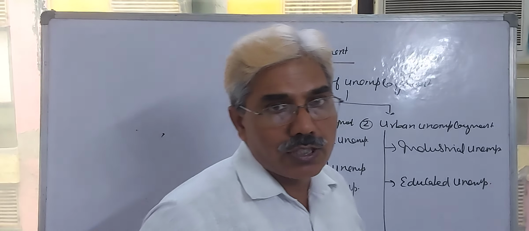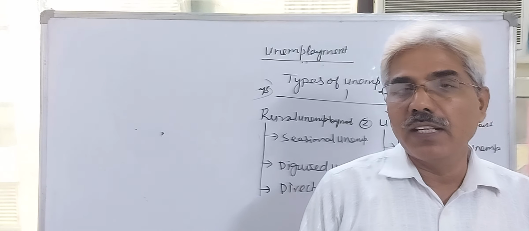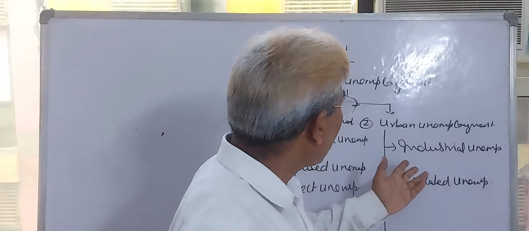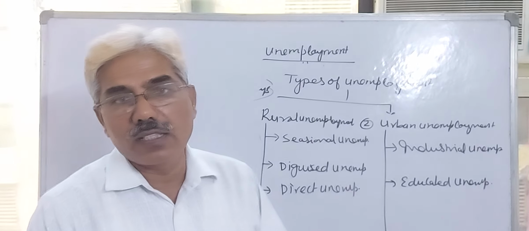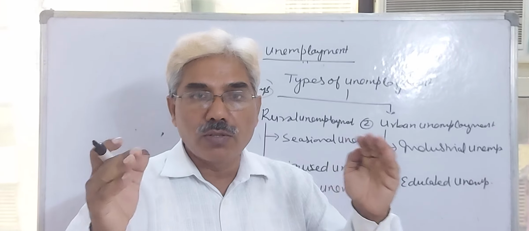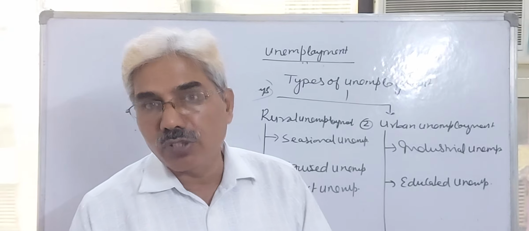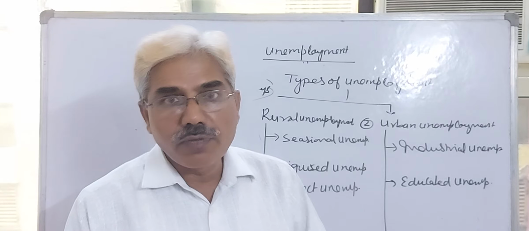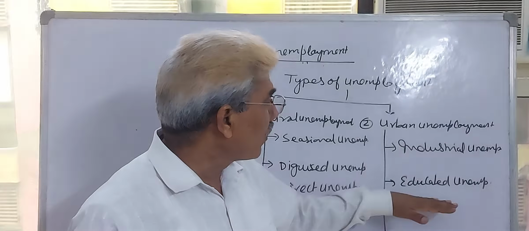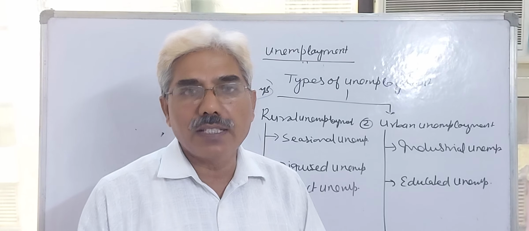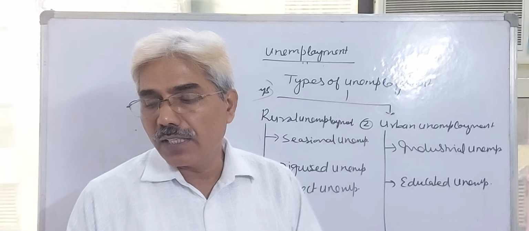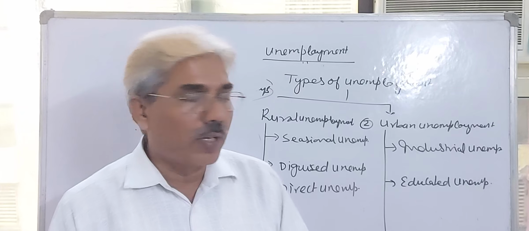Industrial unemployment, as you know, is the unemployment prevailing in industrial areas. Educated unemployment means a number of persons are educated, they are searching for a job according to their qualification, but they are not getting one because of lack of job opportunity, that kind is known as educated unemployment. This is the classification of the problem of unemployment.